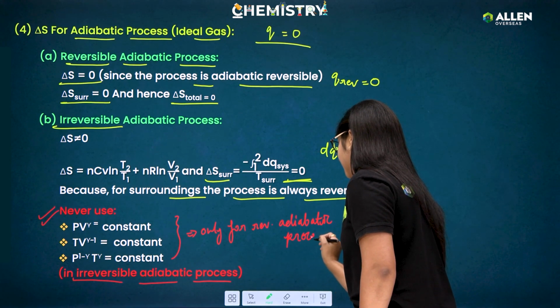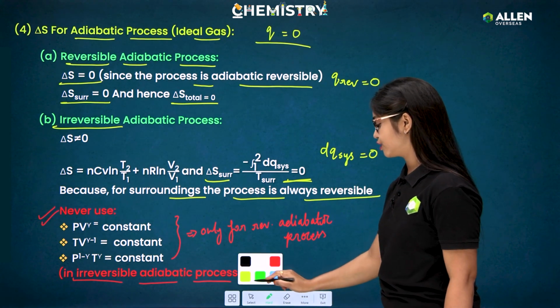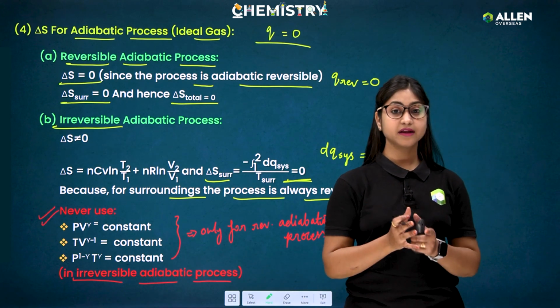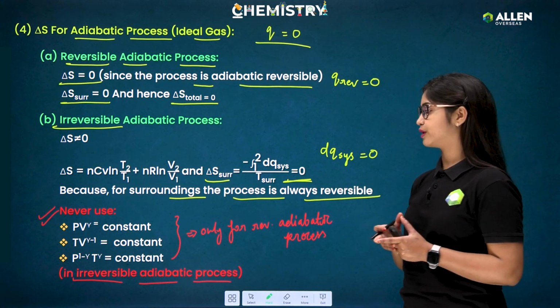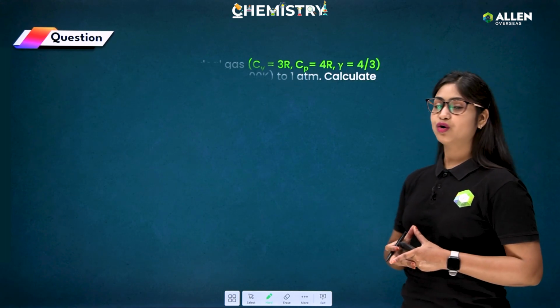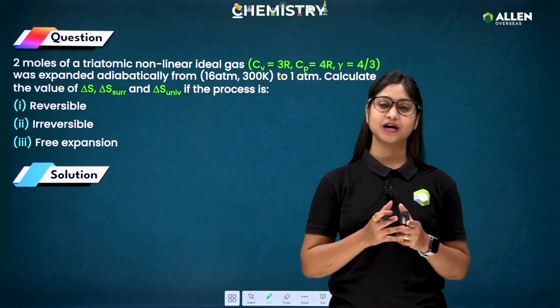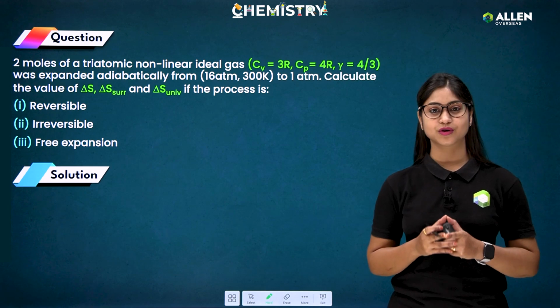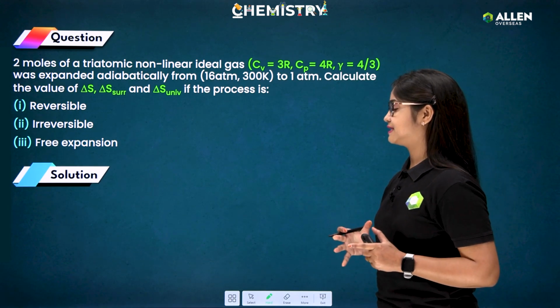Reversible adiabatic process. Never use these relations in an irreversible adiabatic process. Now we have seen all the formulas, so let's try to solve the question based on entropy. Let's see this question.